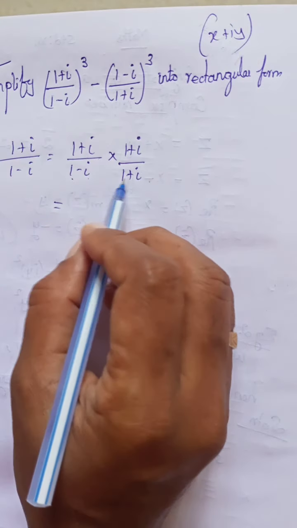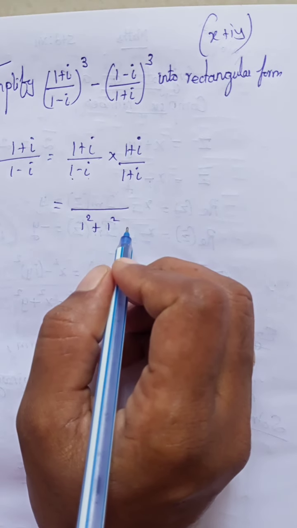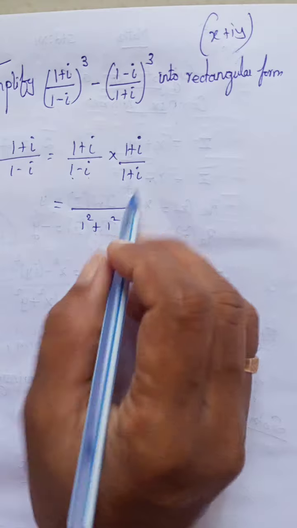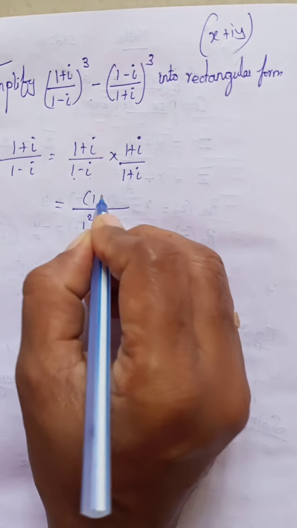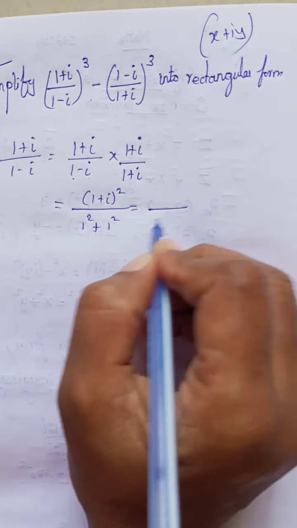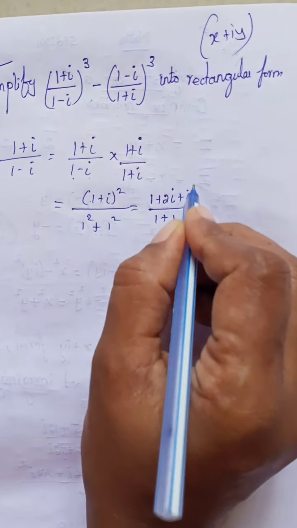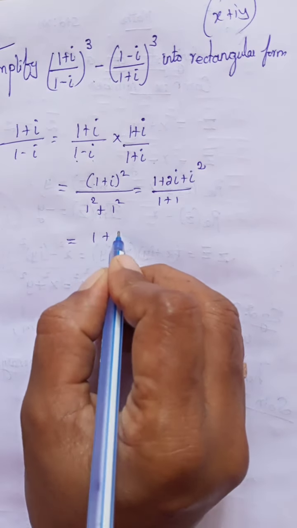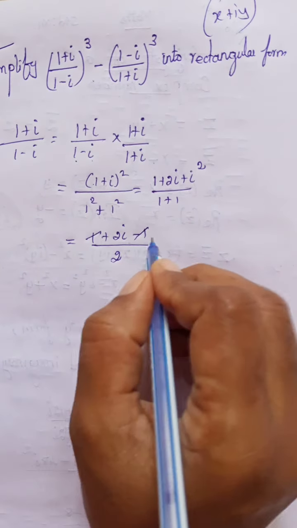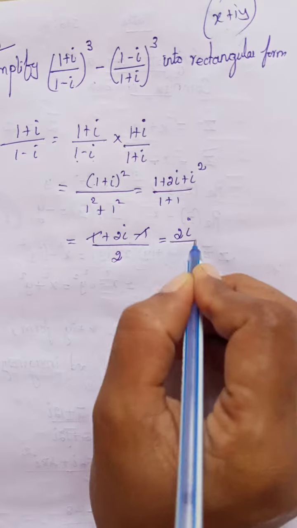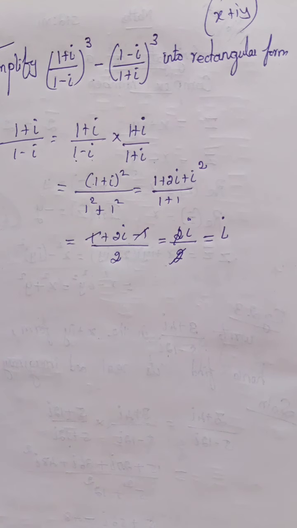So here (a minus b) into (a plus b). That is, we can write it as 1 square plus 1 square, isn't it? Because x square plus y square. Numerator, you see, 1 plus i, 1 plus i, same, so (1 plus i) the whole square. Denominator, this is 1 plus 1, numerator is a square plus 2ab plus b square. So 1 plus 2i, i square the value is minus 1, divided by 2. See, minus 1 plus 1 will get cancelled. Now 2i by 2, 2 and 2 will get cancelled and our answer is i. Isn't it?